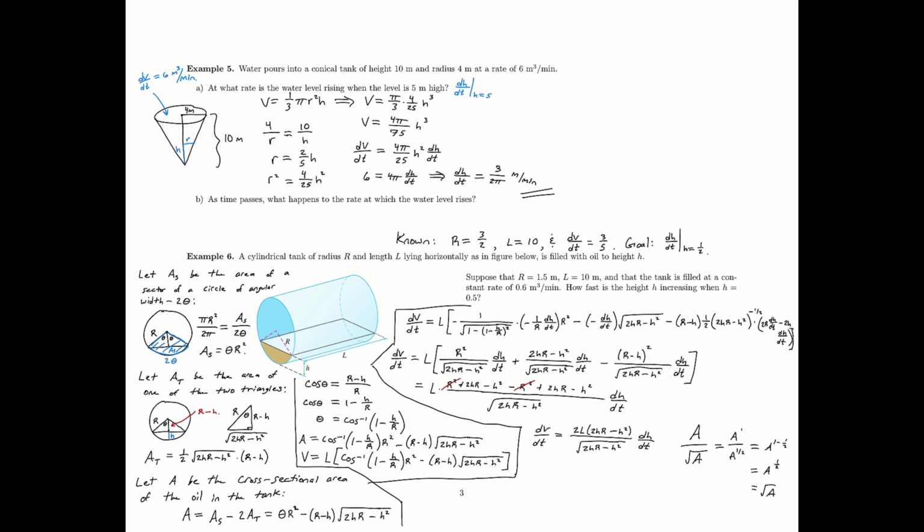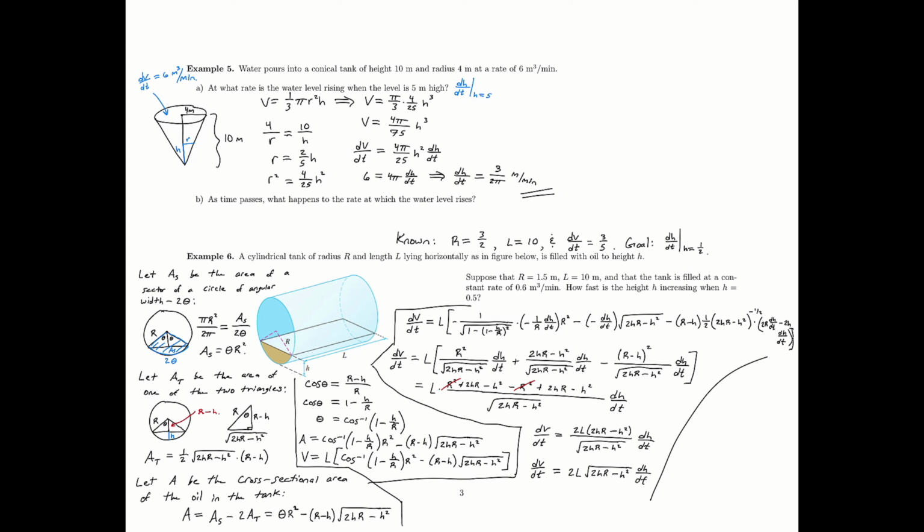I think the second thing I wrote was incorrect. That's why I wanted to go through that really quickly. If I have square root of a over a, this should just be equal to a to the 1/2 minus 1, which would be a to the negative 1/2. Yes, I wrote that incorrectly the first time. So this turns into dv dt equals 2L square root of 2hr minus h squared dh dt.